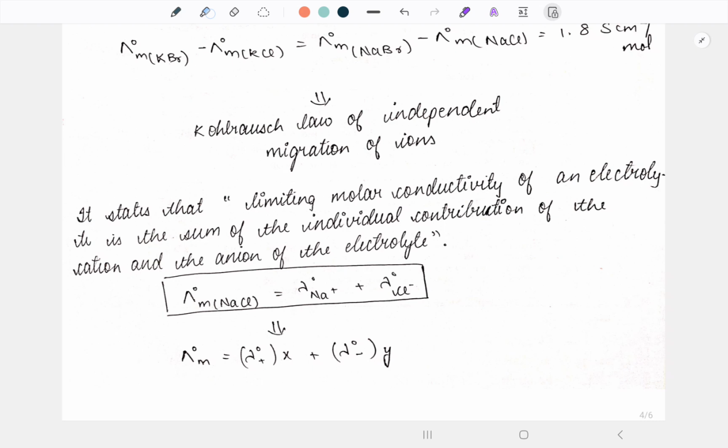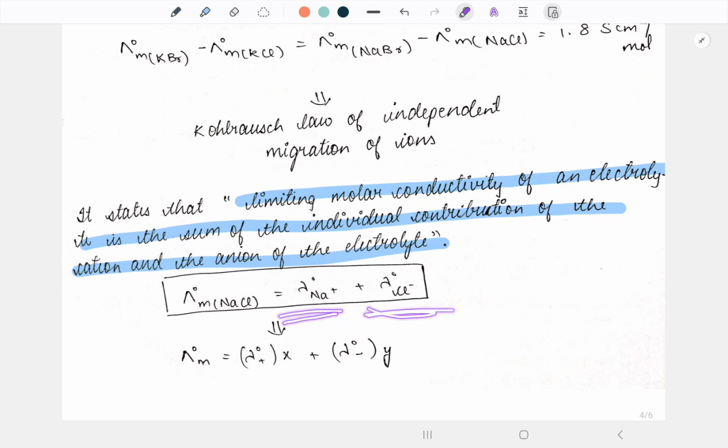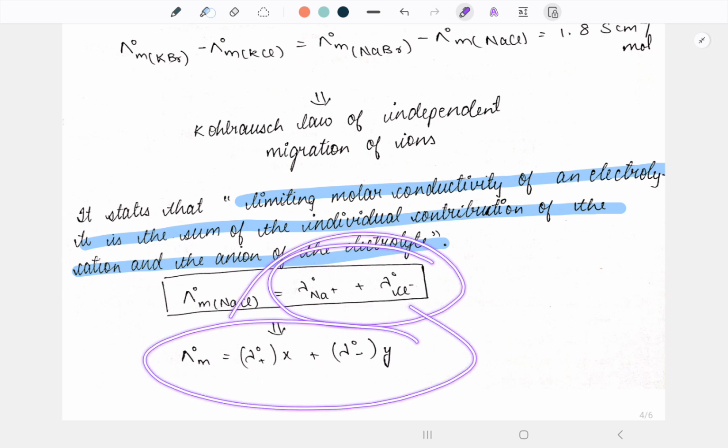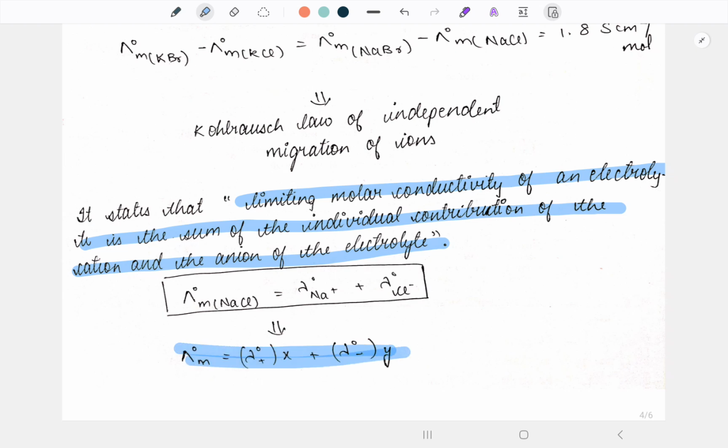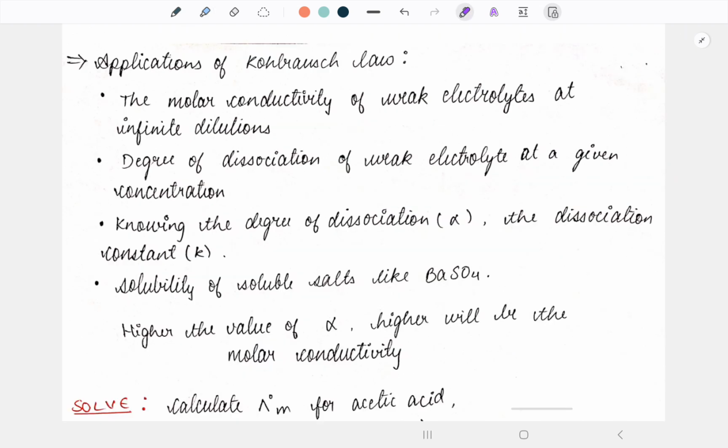So this states that the limiting molar conductivity of an electrolyte is the sum of the individual contributions of the cation and anion of the electrolyte. We can represent it as follows: the limiting molar conductivity of NaCl is the combination of Na plus and Cl minus, these two individual contributions, which can be represented with a general formula as follows. Now we'll study the applications of Kohlrausch's law.